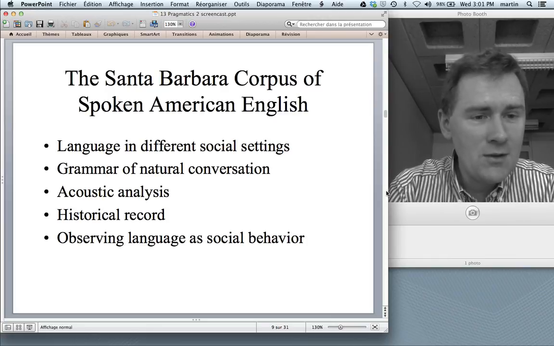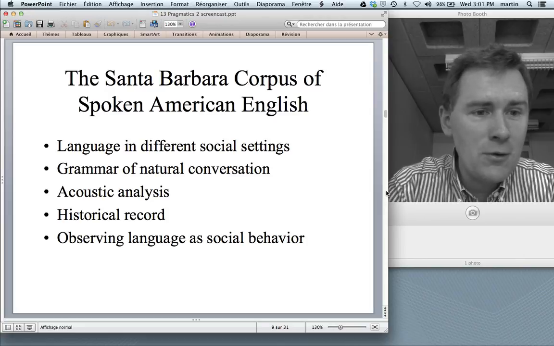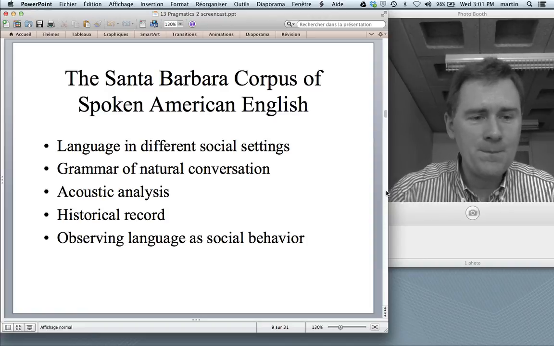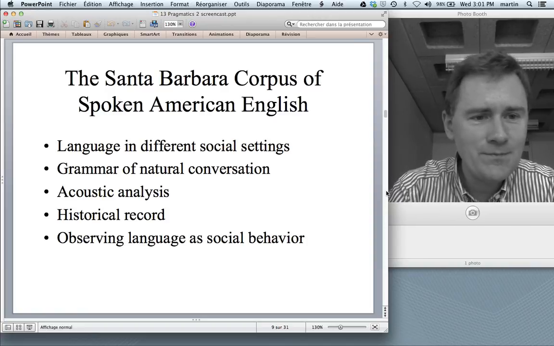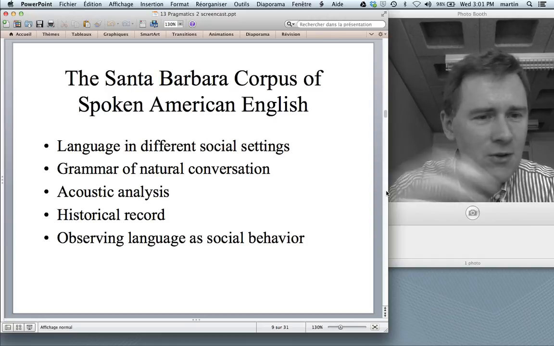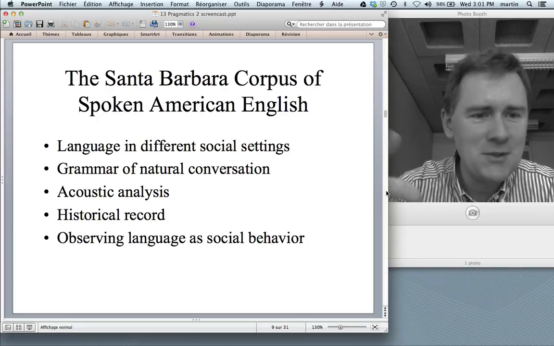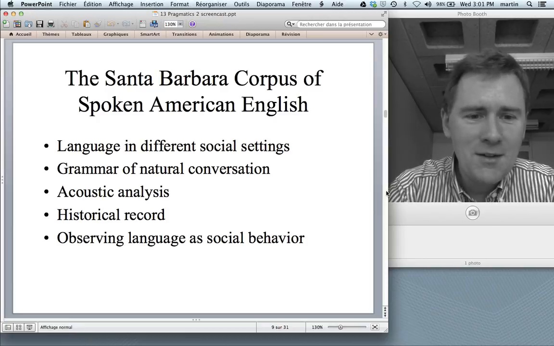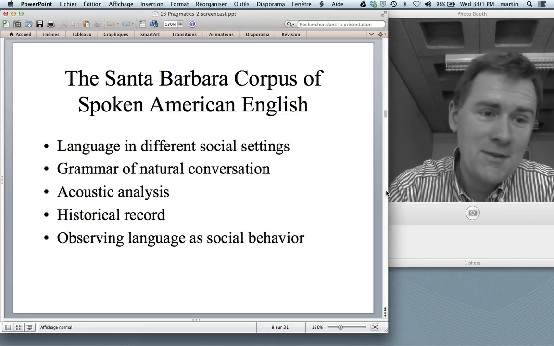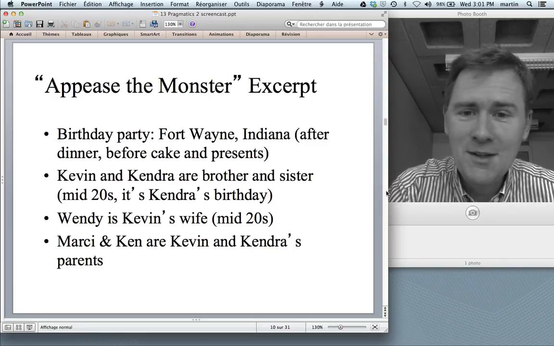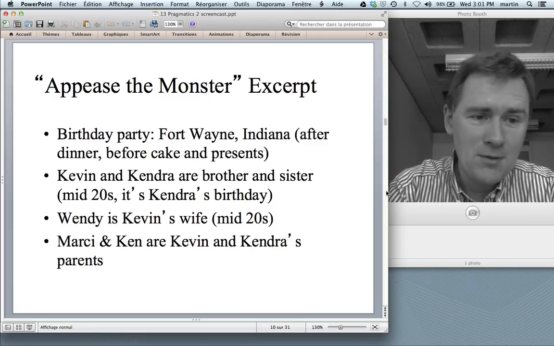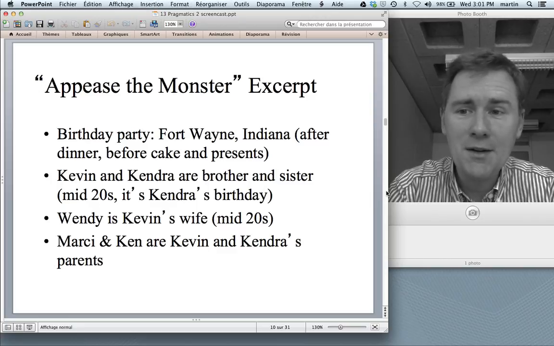So in a way, you're not too unlike biologists going out into the jungle and filming lions and gazelles and whatnot. And you're observing social behavior of those animals, yeah? And you're trying to understand, okay, what is the social organization of these species? And of course, human beings, it's complex stuff. Ordinary life is very complex stuff. So I brought you a little example of spoken language, and it's called Appease the Monster.